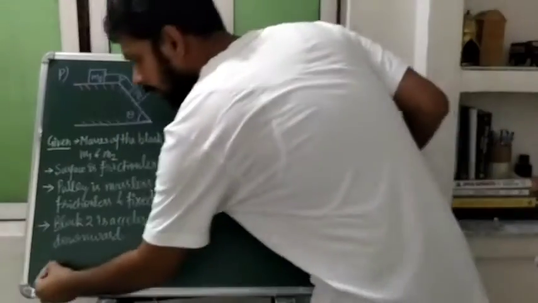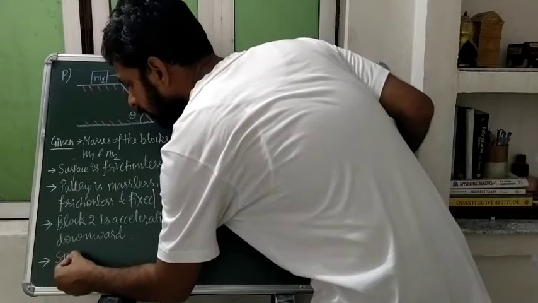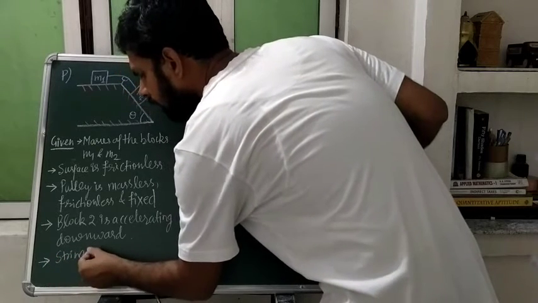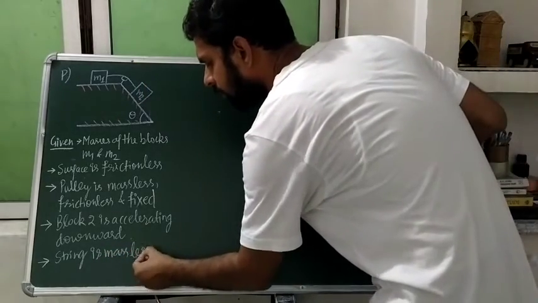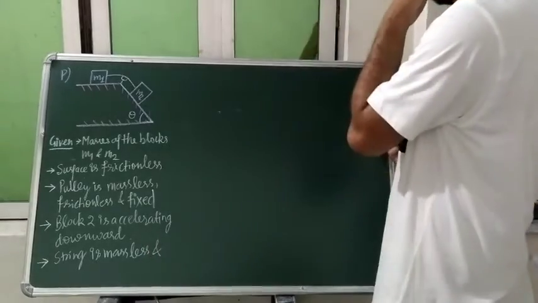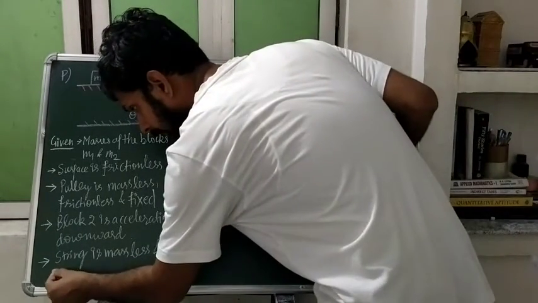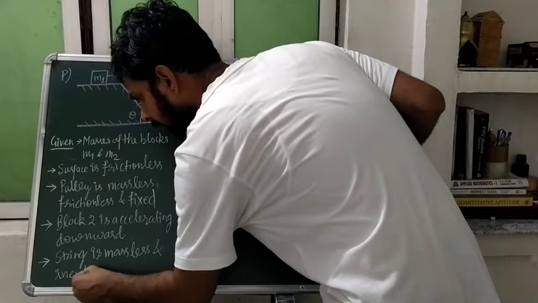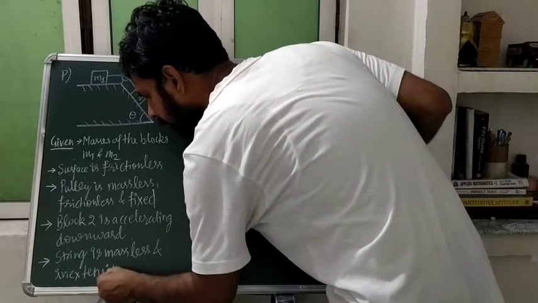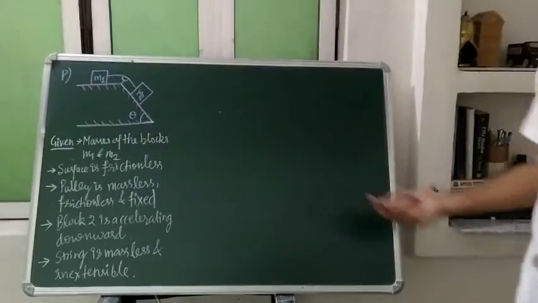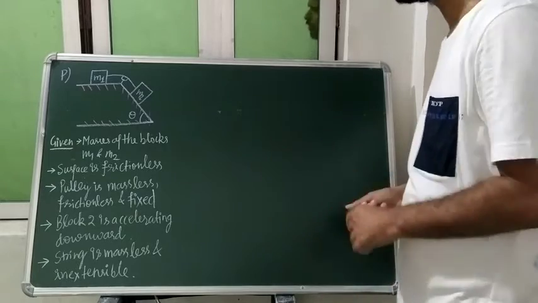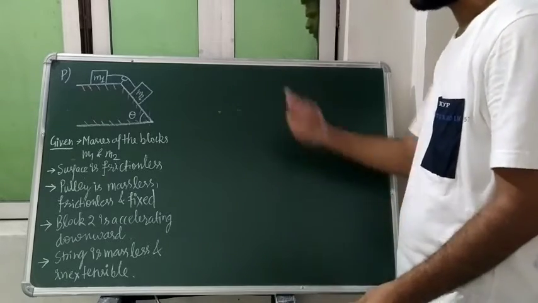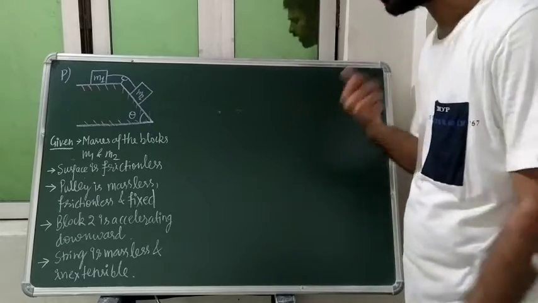Next, they can say that the string is massless, no mass of the string we are assuming, and inextensible. What is the meaning of inextensible, students? It means it is not stretching, it is not elastic, and the length of the string will remain constant. Here is only one string, there can be 2, 3, 4 strings as well.